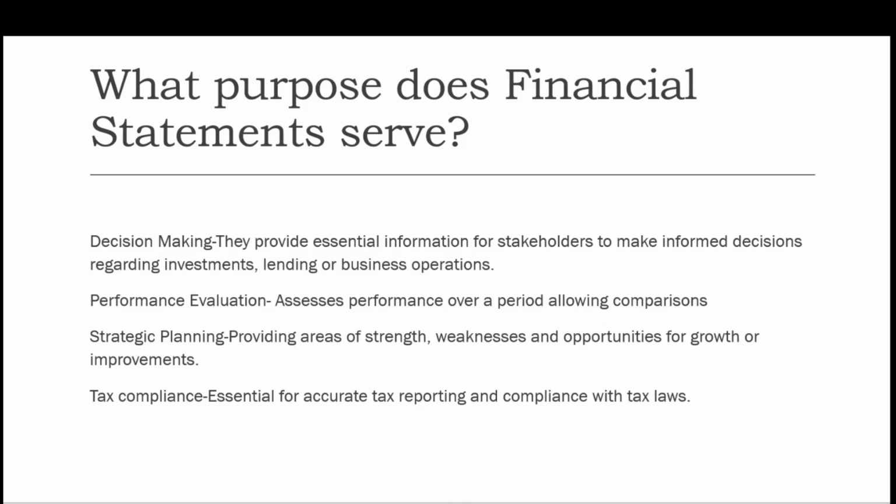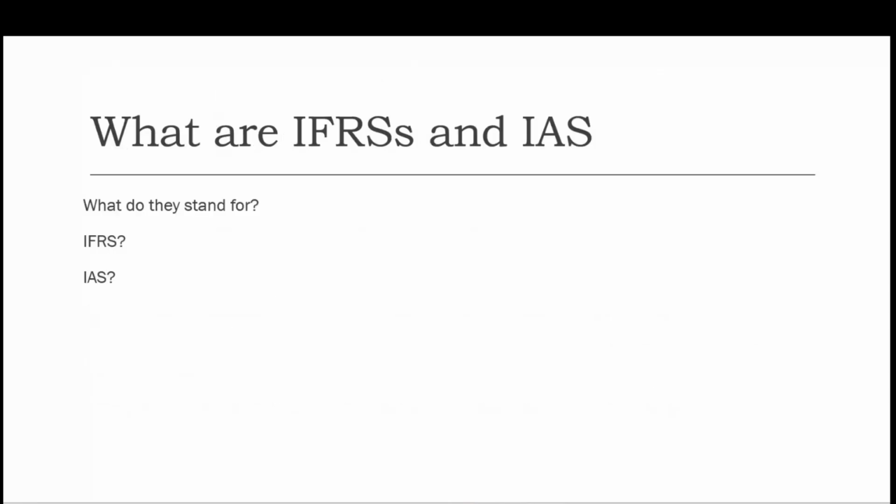Another purpose is strategic planning. You need to be able to plan strategically, forecasting, budgeting. You need to be able to budget. You need to be able to forecast. It gives your company a direction. It's these financial statements that are going to help you to plan properly. Tax compliance, like you said, I think we've mentioned that the tax man also needs that.